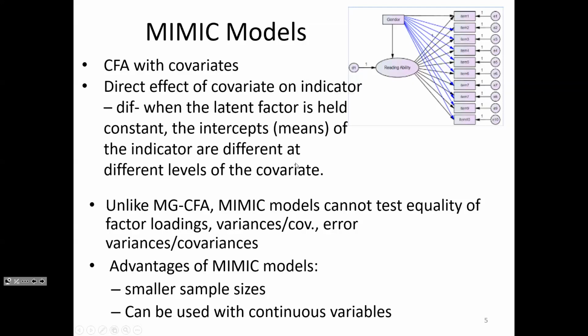So sometimes you can't test equality of factor loadings, you can't test equality of variances and covariances, or error variances and covariances. But you can use mimic models with smaller sample sizes. So sometimes this is really going to be your best bet. And also you can use mimic models with continuous variables. I gave the example there of gender, but that could be SES, and you could use it as a continuous variable. And so that is actually an advantage, right?